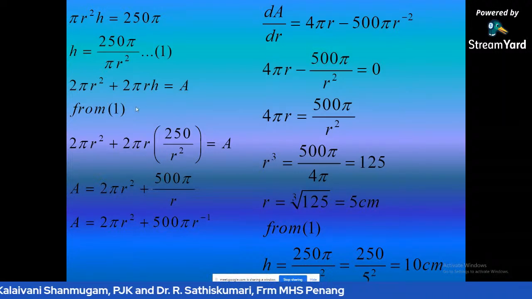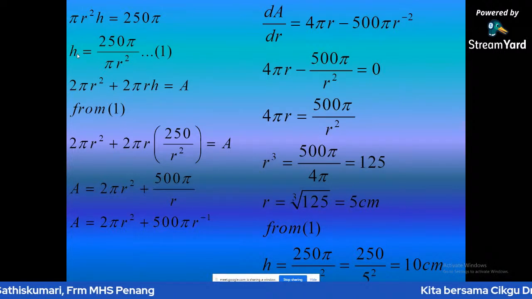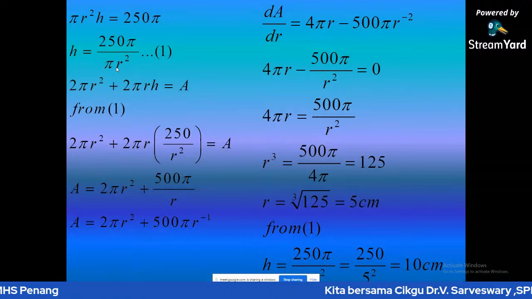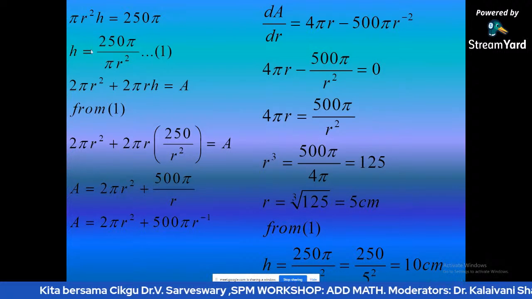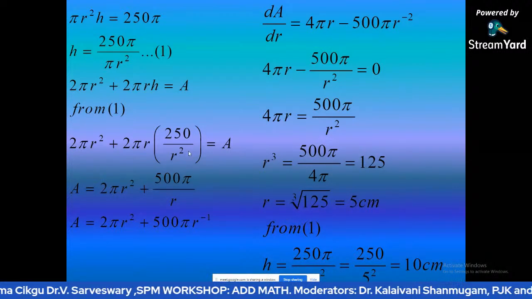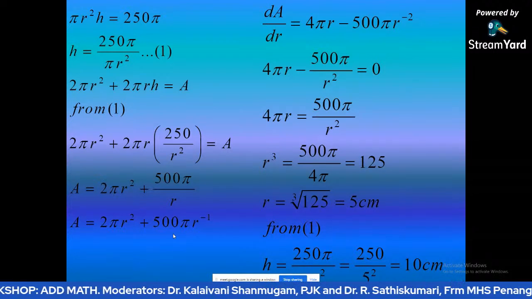At the bottom here, A doesn't have h, so I take out my h. H equals 250 pi divided by pi r square. And they're talking about A, the surface area of a cylinder. So you substitute your h value inside the surface area of a cylinder. That's it, then you can prove already. That is 4 marks or 3 marks.